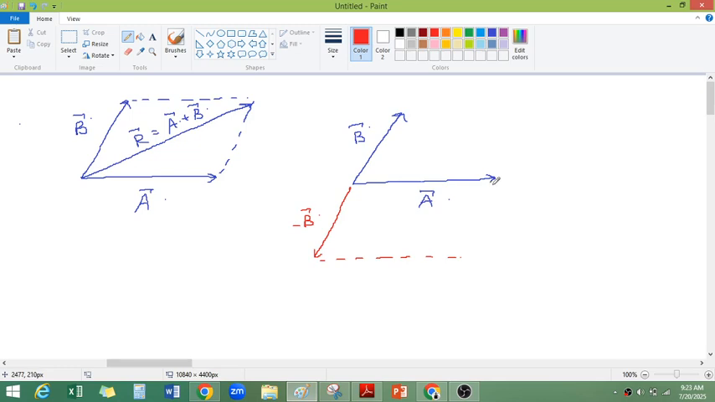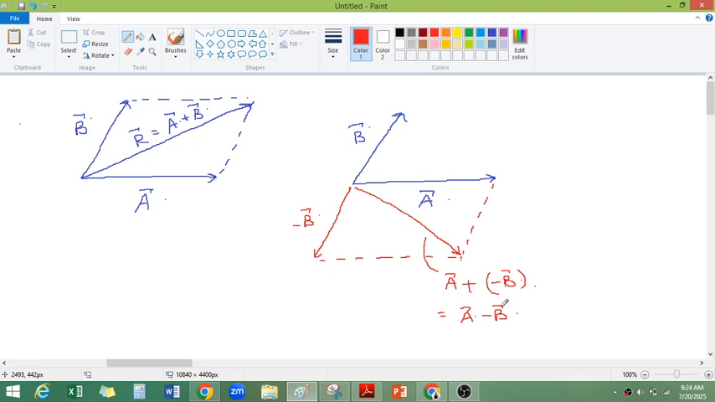I can add A with minus B. So that means I am going to add A with minus B, which means this and this will be added, which means this is my resultant. So that means this is your A vector minus B vector. Or I can show one more step here. I am adding A with minus B vector. This is same as saying I am doing A vector minus B vector.